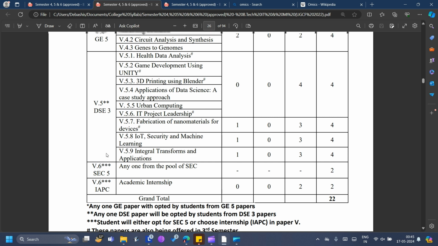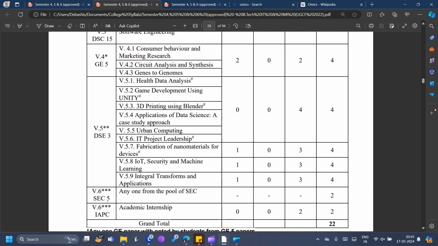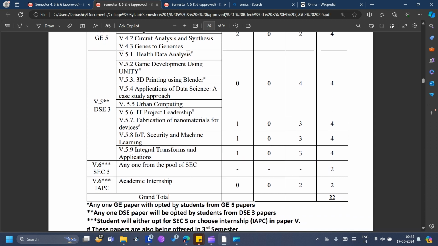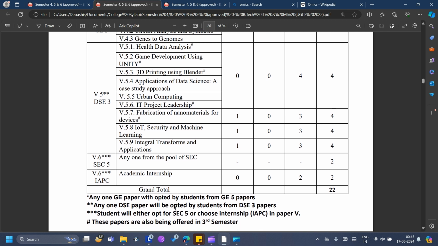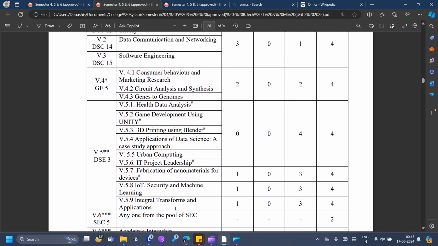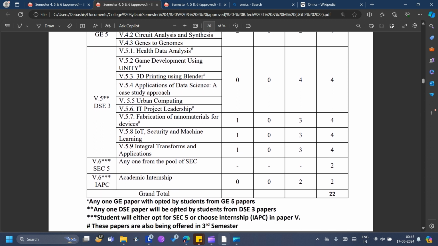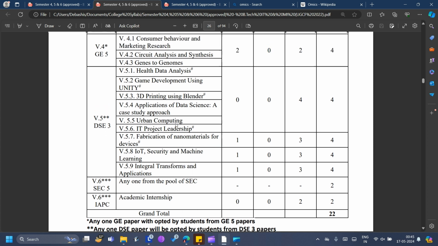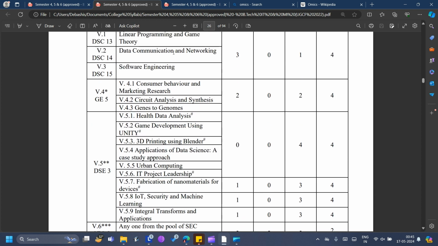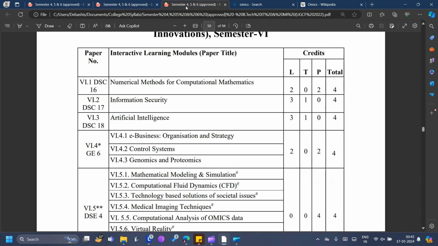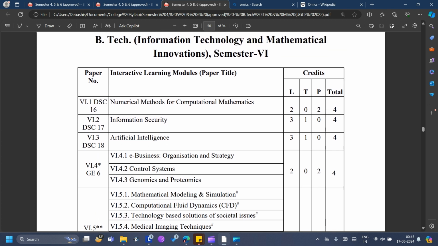So if you are interested in that kind of a thing, you can go for the mathematics one, right? And then you either do an SEC course or you go for an academic internship, as I mentioned here, or you do a semester long project. You can choose any one based on your availability and convenience. And also one thing, as you can see here, the DSE papers which are given here are also being offered in semester 3. So even that's a thing.